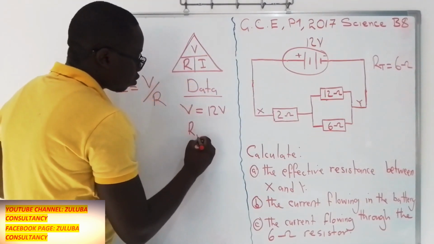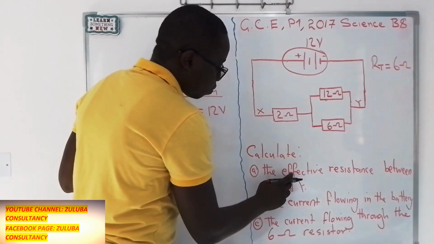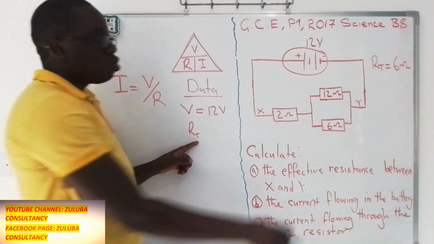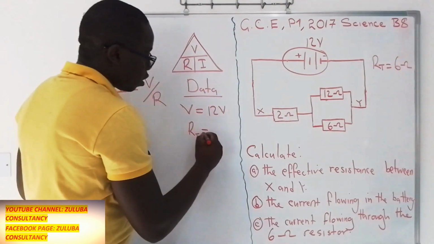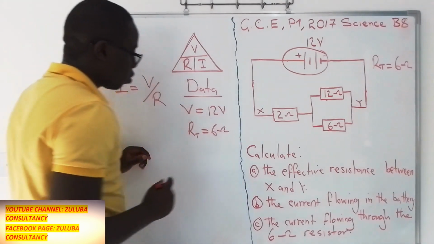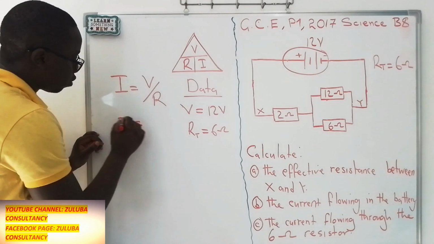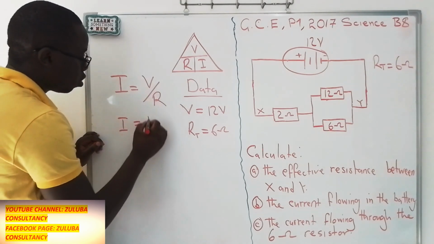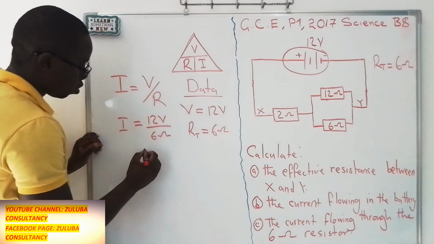Then when we look at resistance, this is the effective resistance that we found in part A. So the effective resistance that we got is 6 ohms. So we can now put these two values in our equation. We are saying current is equal to 12 volts divided by 6 ohms.